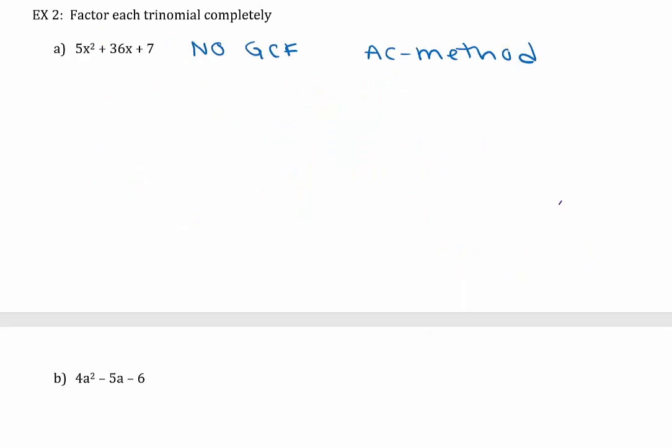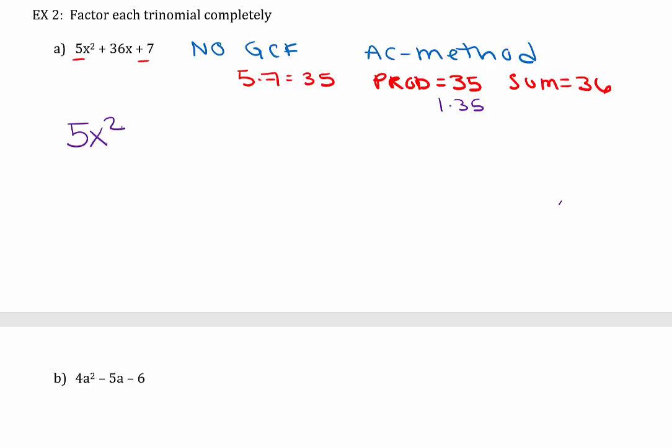Now my second example is a little bit different from the previous examples, in that there's a number in front of the x squared. We have a 5x squared, and there's no GCF. I can't actually take the 5 out of the problem. So instead, I'm going to use something called the AC method. We start by multiplying the first number and the last number together. 5 times 7 is 35. So now we want to find something that has a product of 35 and a sum of that middle number, 36. The numbers 1 and 35 will work.